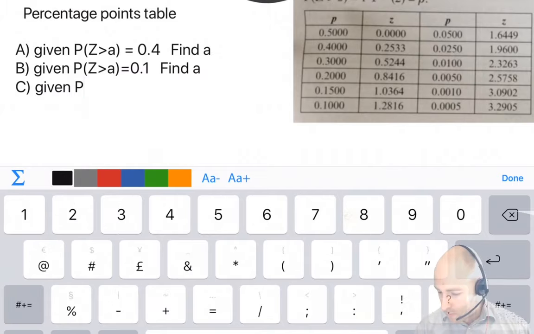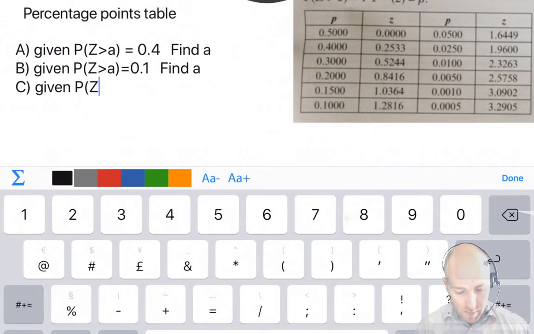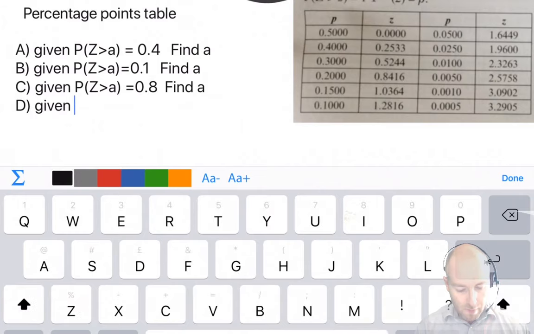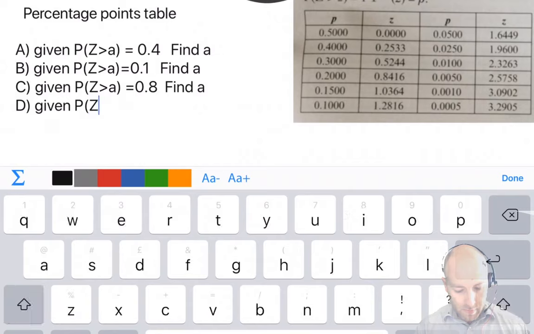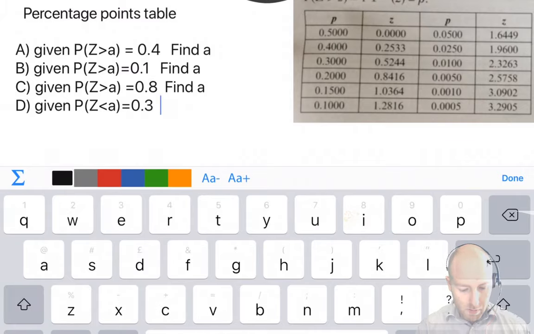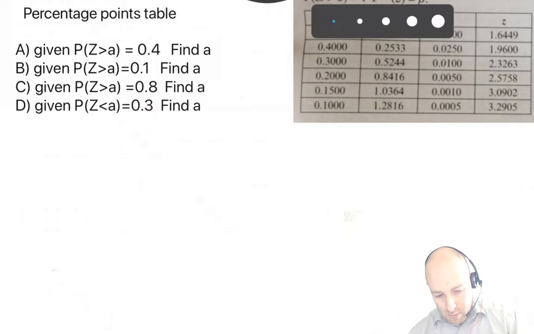Given the probability Z is greater than A equals... So, four there for you guys to try. And we already did that first one, so I'll put the answer in, 0.2533.